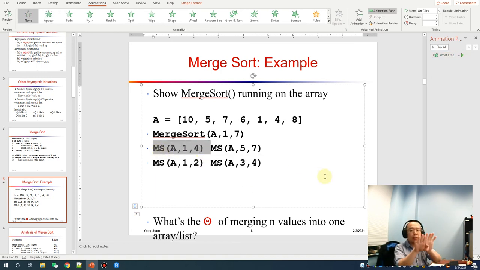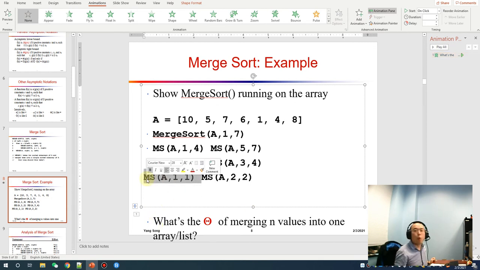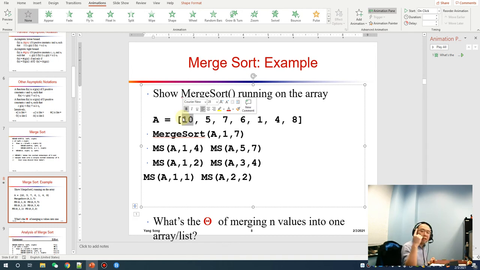So if we continue doing the split, say I want to do another split for this one, I will have merge sort 1 1 and merge sort 2 2. After I have gone that far, what am I doing here? Merge sort a 1 1. What is that? I'm just merge sorting this value, right? If there is only one value in a sublist and I want to sort it, well, there's nothing to sort because there's only one value.